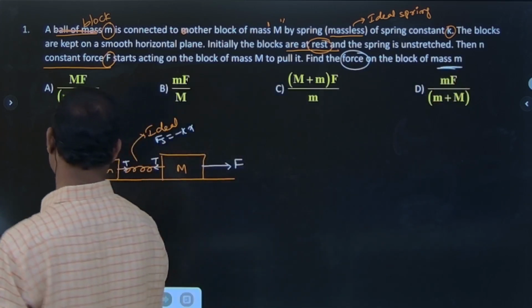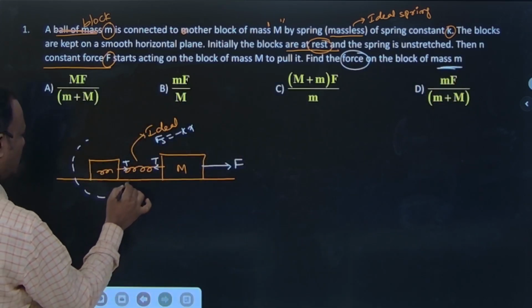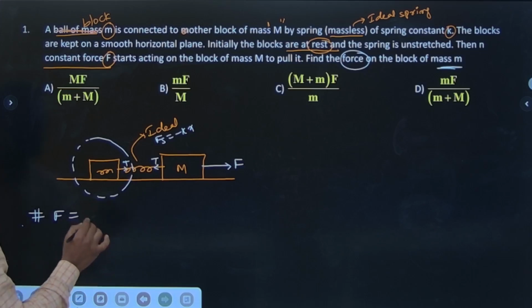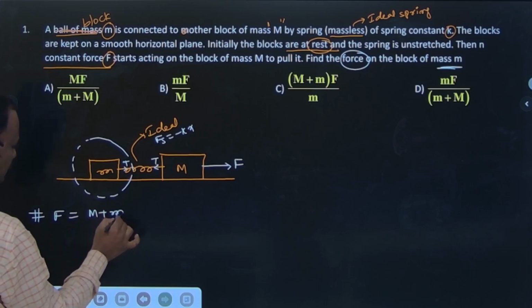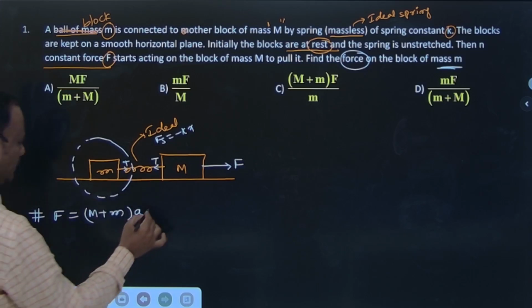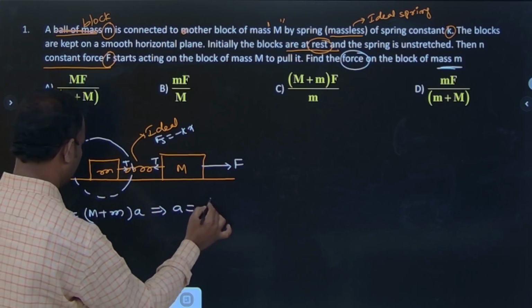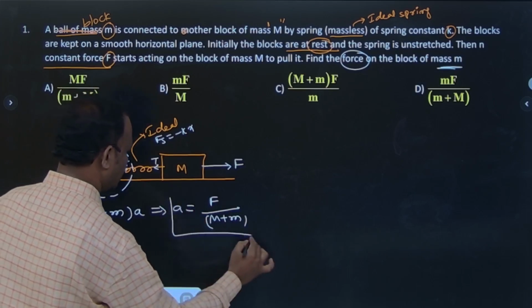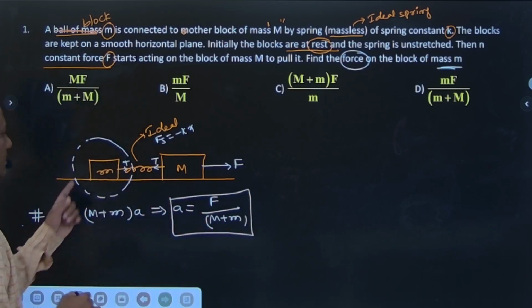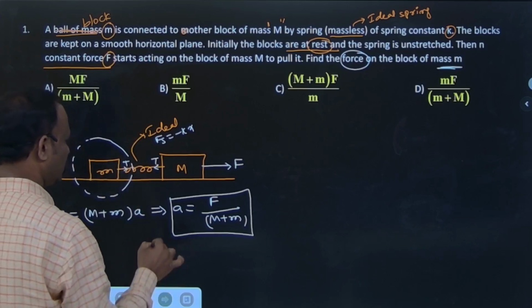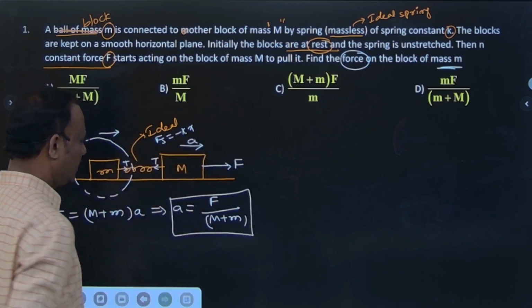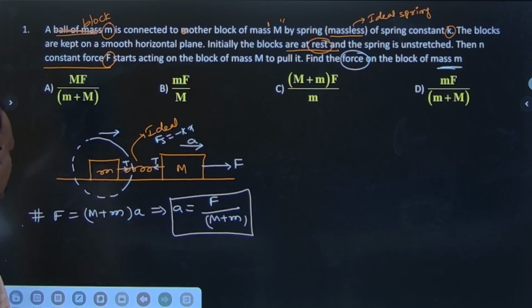What is the force on this block? First we need to take the whole system. F is equal to capital M plus small m into A. Then A is equal to F by M plus m. This is the acceleration. Since it is an ideal spring, both blocks have the same acceleration, directed this way. A is equal to F by M plus m.